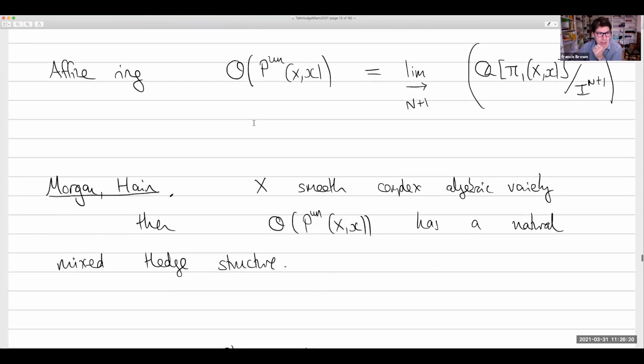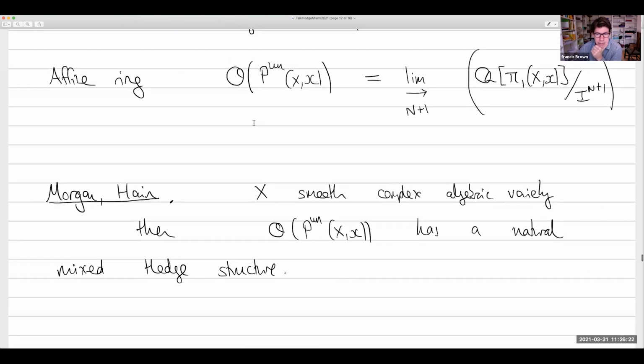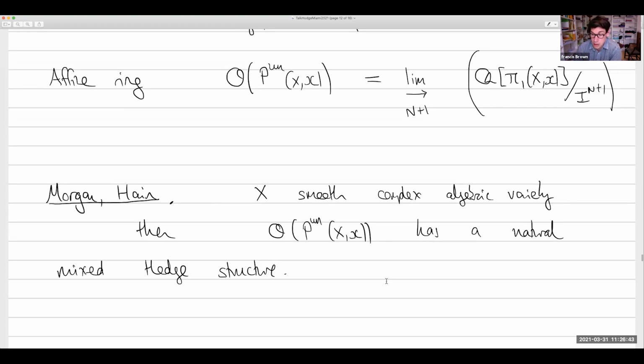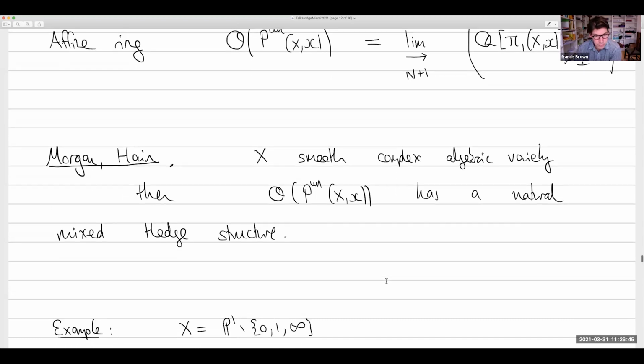Okay, so Morgan and Hain showed that if X is a smooth complex algebraic variety, then the affine ring of the unipotent completion of the fundamental group has a natural mixed Hodge structure. And that's great because it means that it constructs for us lots of interesting extensions potentially.